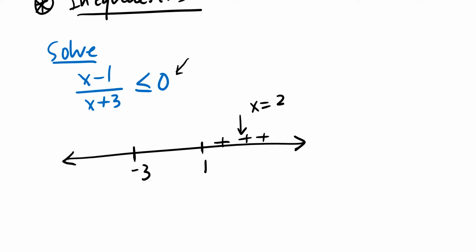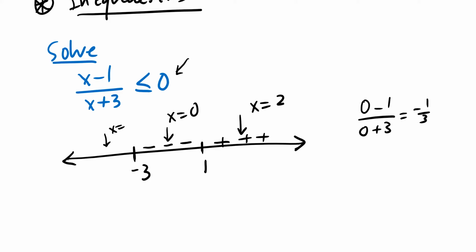What about the next one? Something between negative 3 and 1. Say x equals 0. If you put 0 in, 0 minus 1 over 0 plus 3, that's a negative value. So that region is a negative region. If you pick x equals negative 4, that's a positive region.